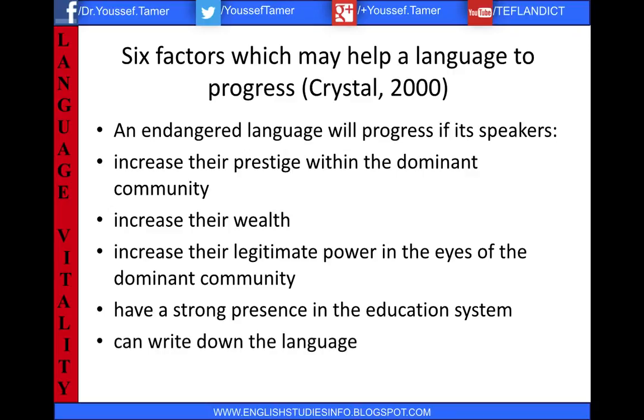And of course, an endangered language will progress if its speakers can write down the language. And of course, the things here are related, right? We can't speak about one thing alone. We are just speaking about the whole picture here, okay? That includes a number of reasons. It can make use of electronic technology, okay? This is another reason mentioned by Crystal for helping an endangered language progress.